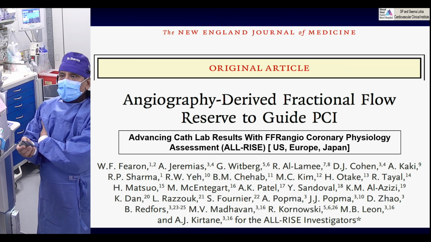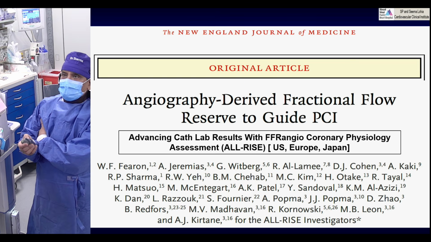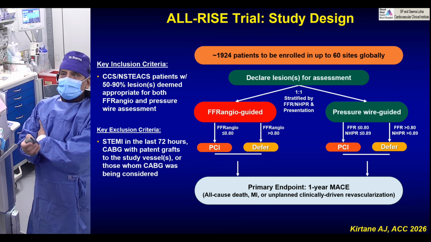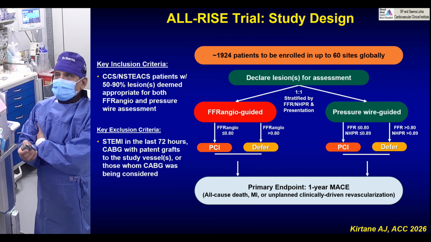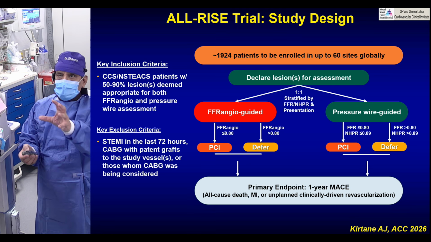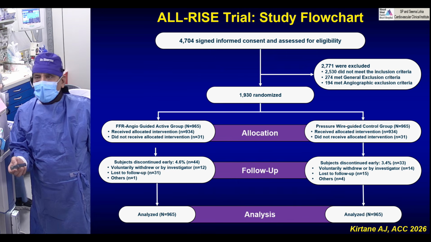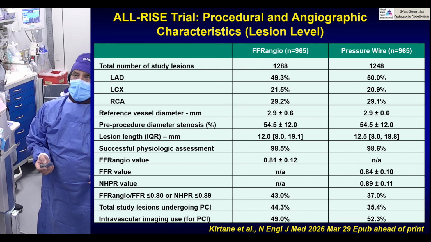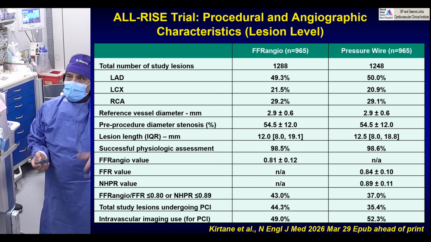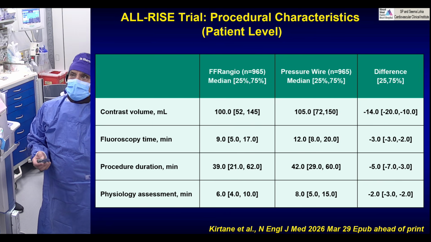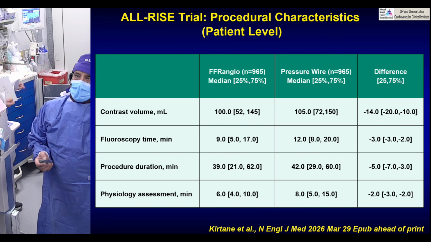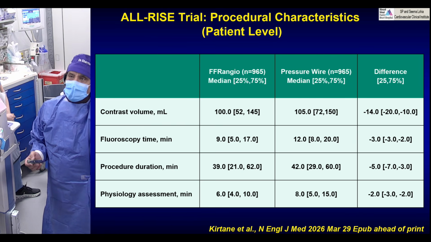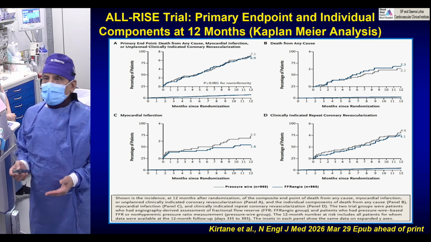Second is ALL-RISE, also angiography derived fractional flow reserve by the 3D computerized system. Same, it is also cost effective. So FFR angio guided versus pressure guided. Same, you take a picture, based on that they derive the FFR, and based on the analysis, defer versus do the PCI. Overall it showed no difference in the various procedural angiographic characteristics, except FFR angio had the same contrast volume but definitely took less time compared to pressure wire FFR.